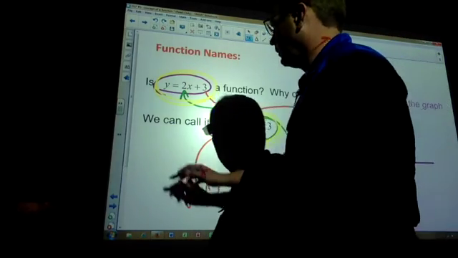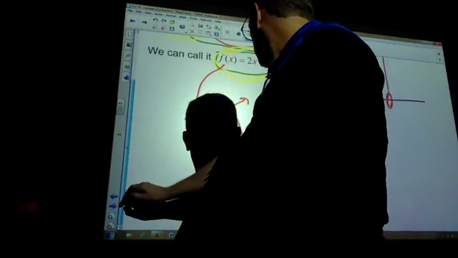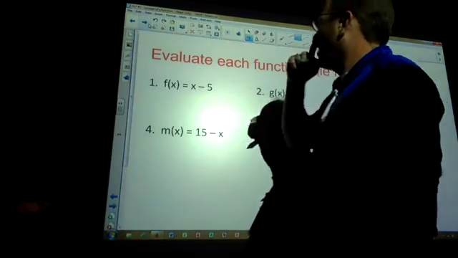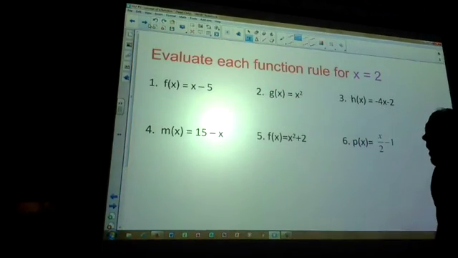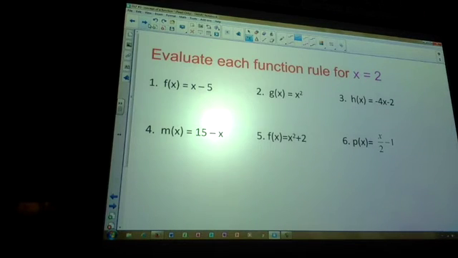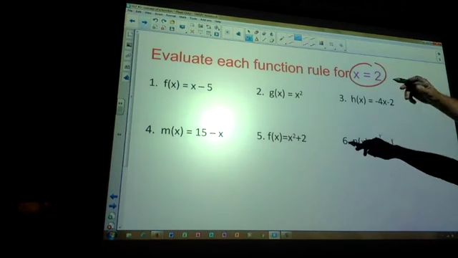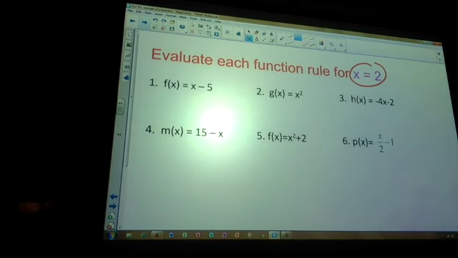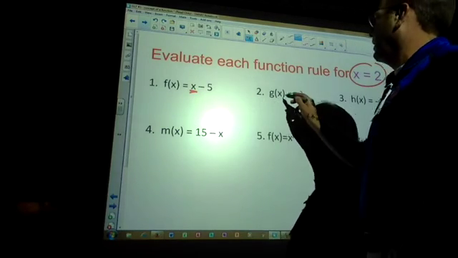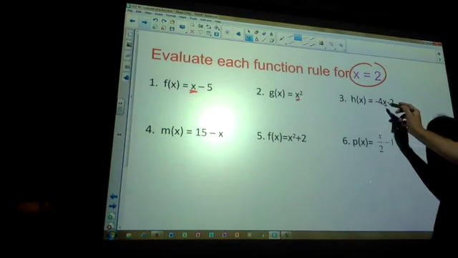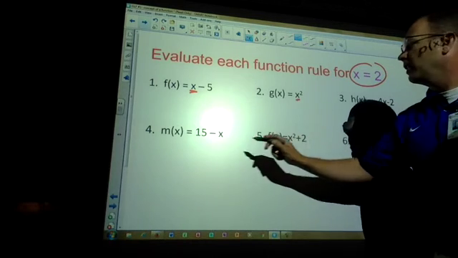Okay? Anything more on that, folks? All right. How should I evaluate these? What should I do with this 2 all the way through these problems? Plug in 2. I'm going to plug it in here, here, here.